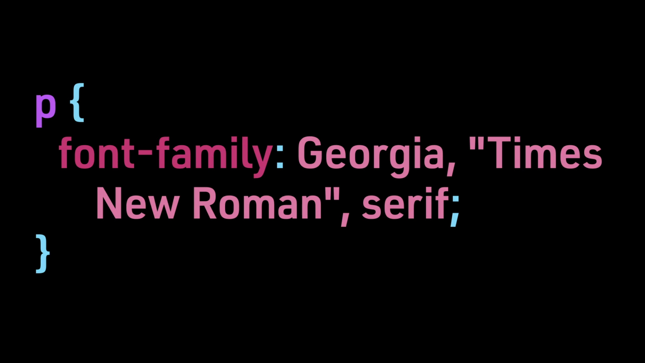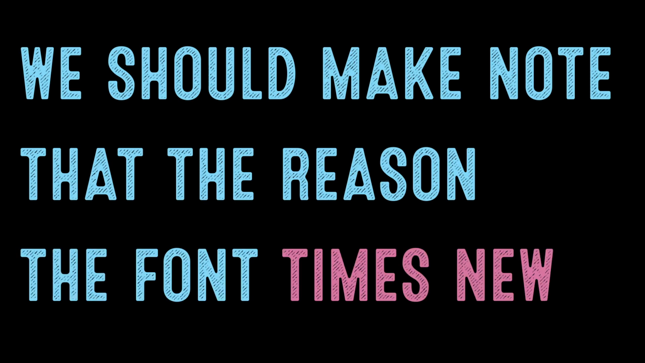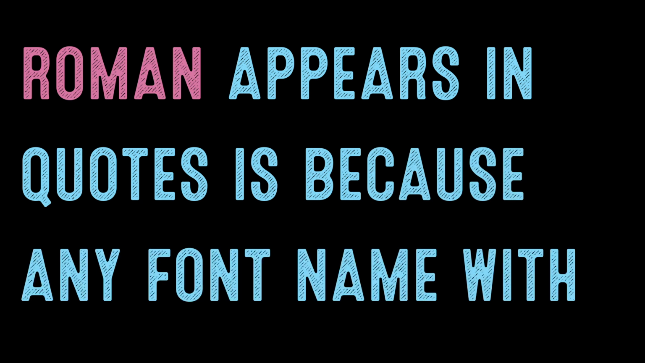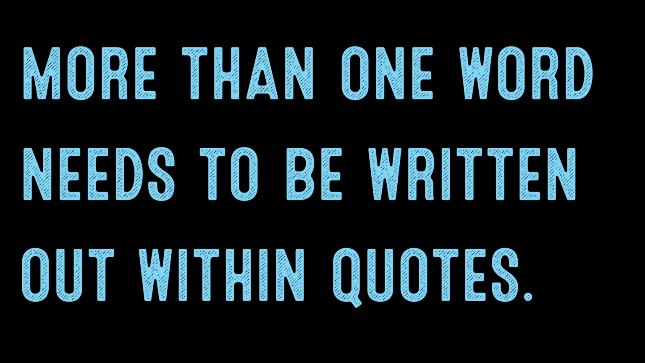In this example, paragraph text will be displayed in Georgia. If that is unavailable, the text will display in Times New Roman. And finally, if that is not available, it will choose any serif font on the system. We should make note that the reason the font Times New Roman appears in quotes is because any font name with more than one word needs to be written out within quotes.